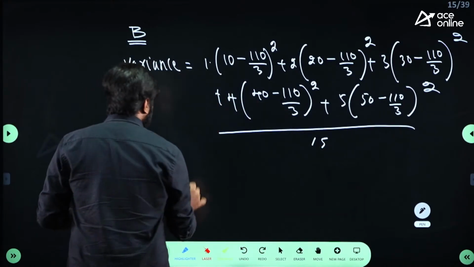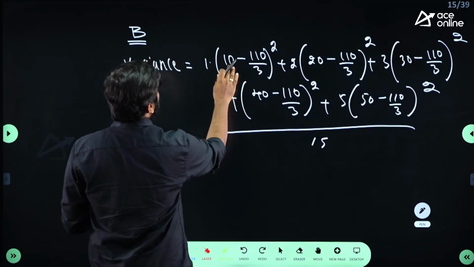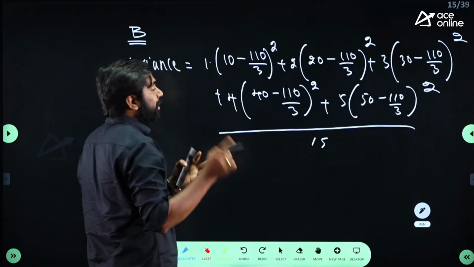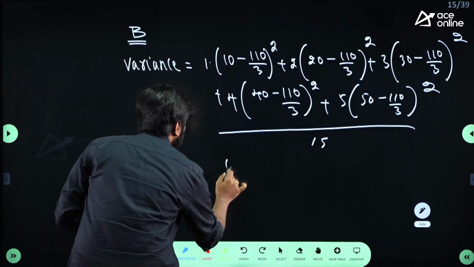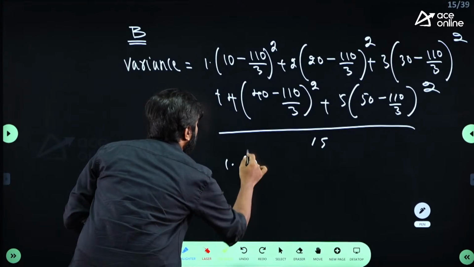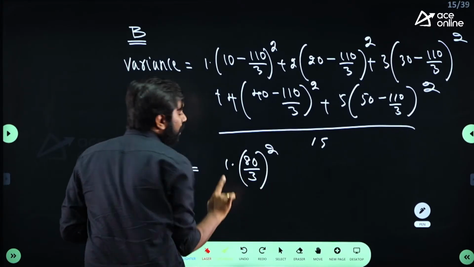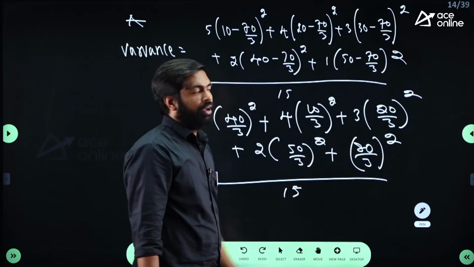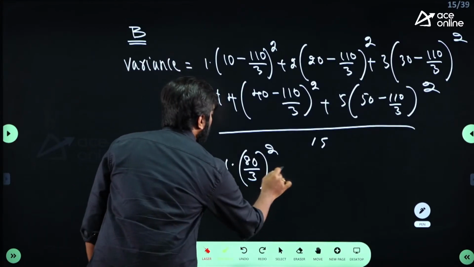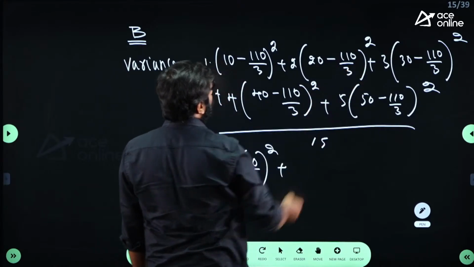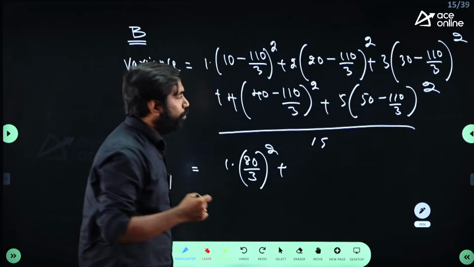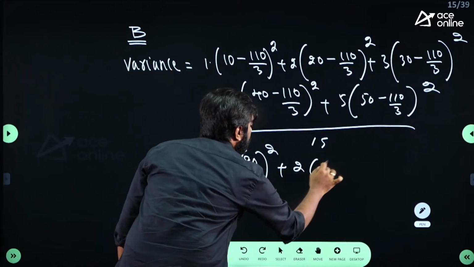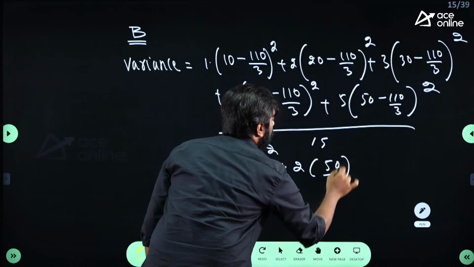Now quickly try to simplify this. So 30 minus 110 is minus 80, but there is a whole square, so this is just 1 into 80 by 3 whole square. The same term, 1 into 80 by 3 whole square, is also sitting here. You will see the same terms now, come on. This is 60, 60 minus 110 is minus 50, but there is a whole square, so you have 2 into 50 by 3 whole square.